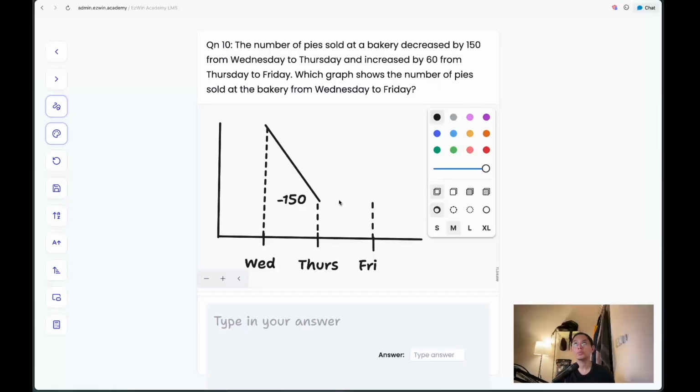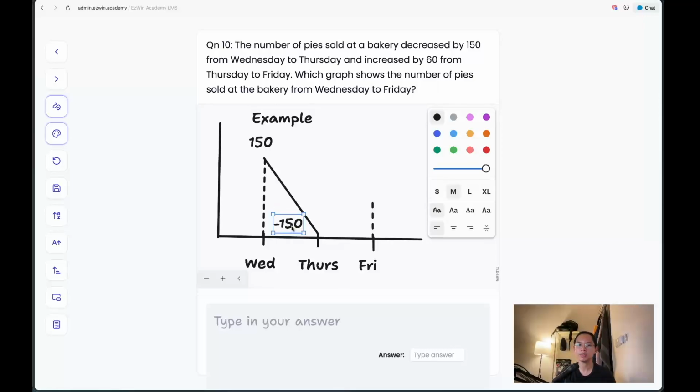So to make it a little bit simpler, let's say we start from 150 at this point over here. So this is 150. This is just an example. So we start at 150. We minus 150 from Wednesday to Thursday. That means this is in a way 0, right? So I'm just going to color this as red so it's easier. Okay, so now we know this is 0. Then it increased by 60. So I'm going to put this here and plus 60. This will be green. So where do you think this will go?